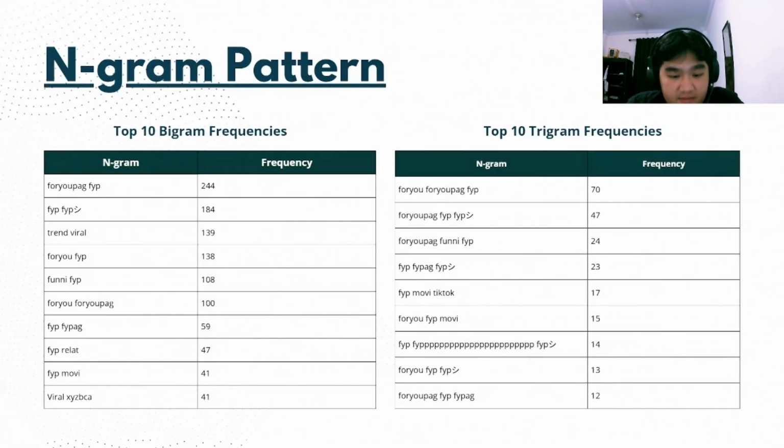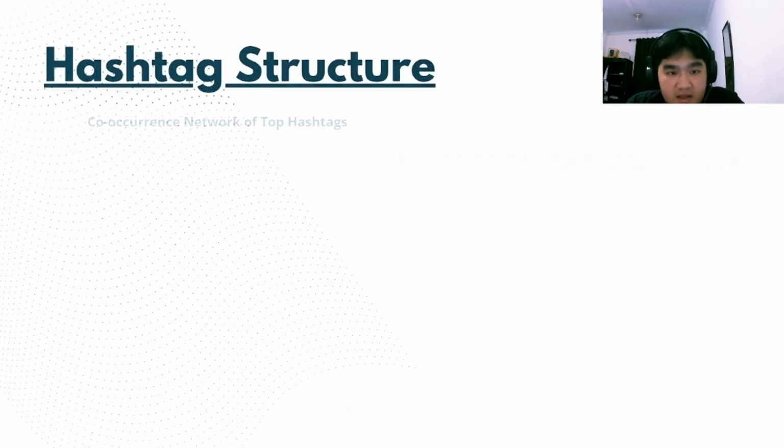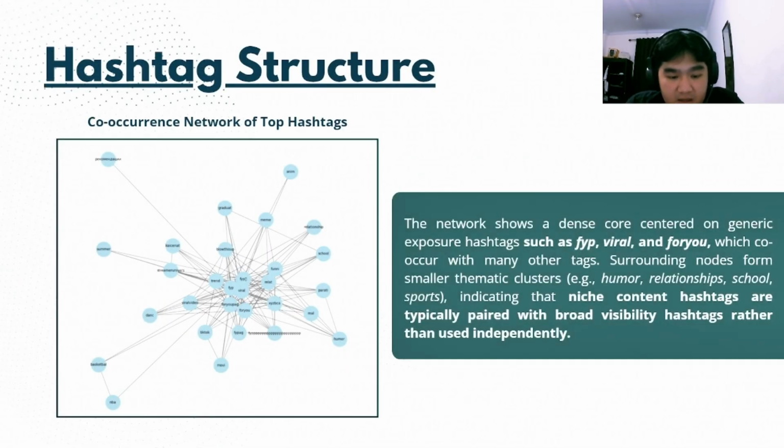And this is for the n-gram patterns. As we can see, this is the top 10 bigram frequencies, and this is the top 10 trigram frequencies. And for the structure, the co-occurrence network reveals a dense core of generic hashtags acting as hubs surrounded by smaller thematic clusters. This suggests that niche content is typically paired with broad exposure hashtags rather than used independently.